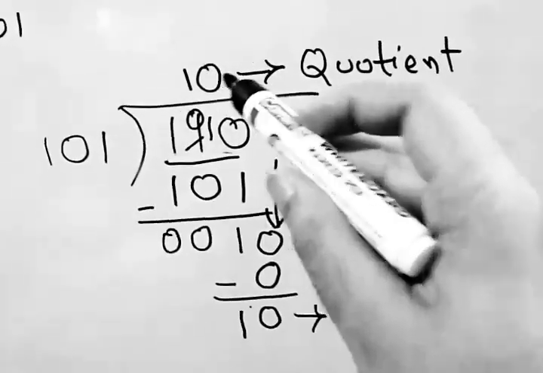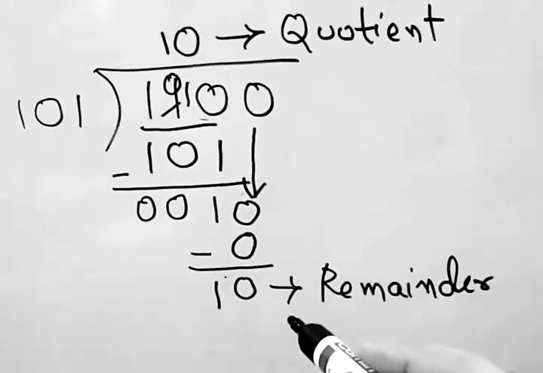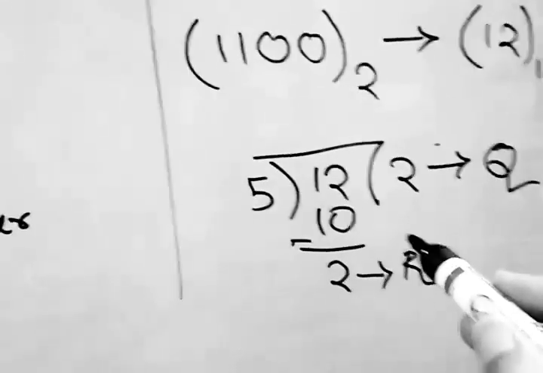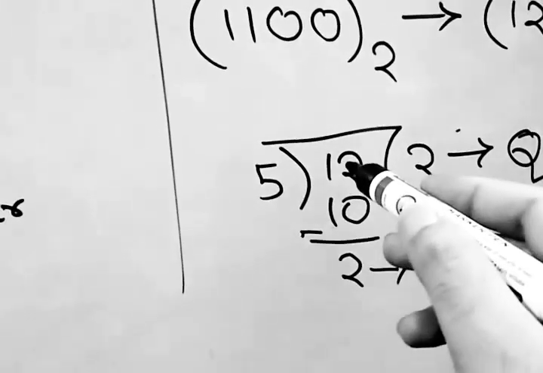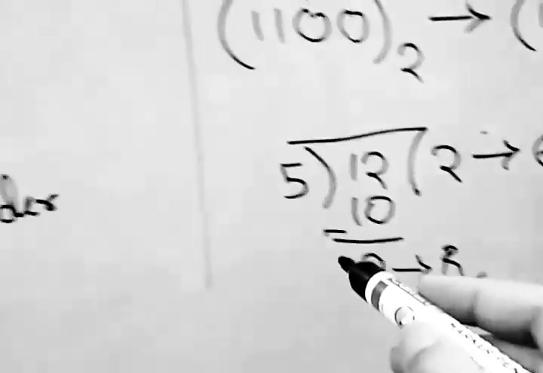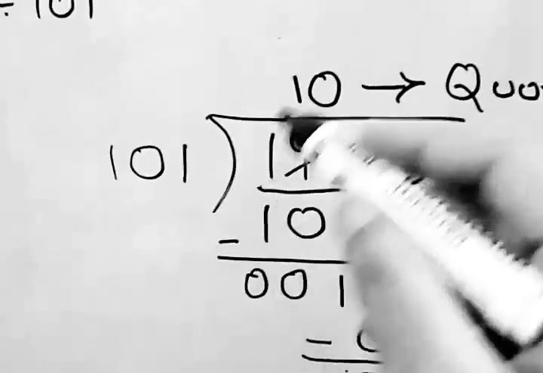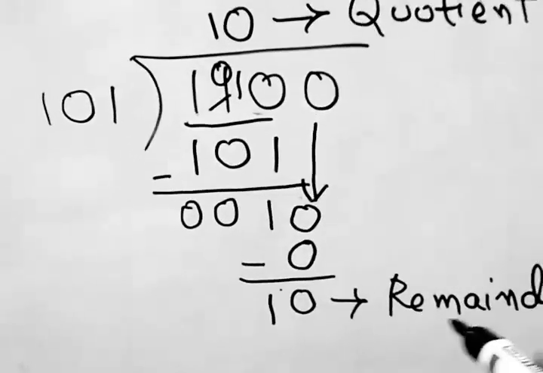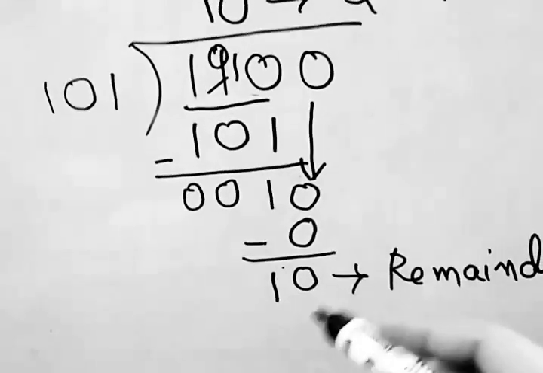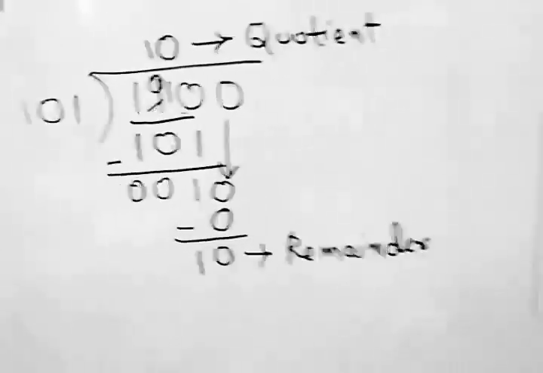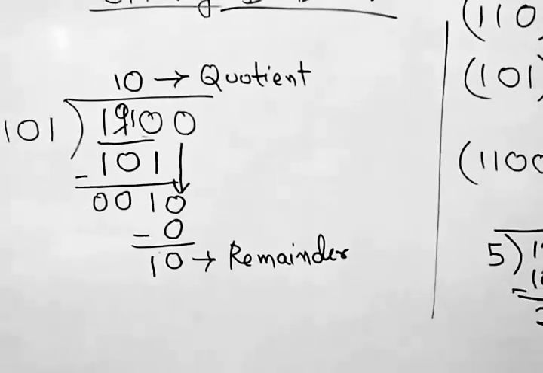As 10 means 2, here also 10 means 2. So quotient is 2, remainder is also 2. So it verifies the decimal division also. In decimal, if we divide 12 by 5, we get quotient 2, remainder 2. Similarly, in binary, if we divide 1100 by 101, we get quotient 10 and remainder also 10. That is equivalent to 2 and remainder also 2. So it verifies that it is correct in the binary system as well as in the decimal system.